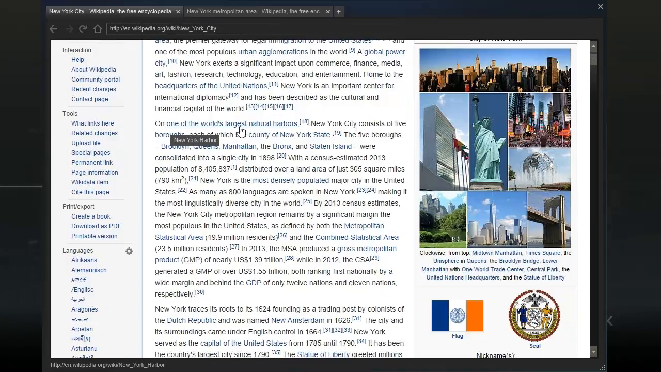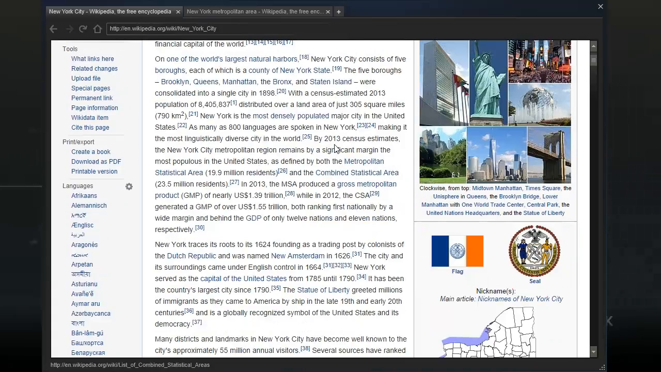One of the world's largest natural harbors, New York City consists of 5 boroughs, each of which is a county of New York State. The 5 boroughs, Brooklyn, Queens, Manhattan, the Bronx, and Staten Island, were consolidated into a single city in 1898. With a census-estimated 2013 population of 8.4 million distributed over a land area of just 305 square miles, New York is the most densely populated major city in the United States. As many as 800 languages are spoken in New York, making it the most linguistically diverse city in the world.